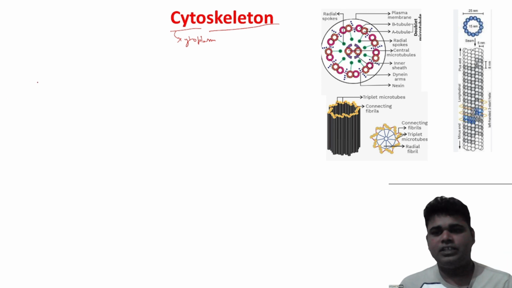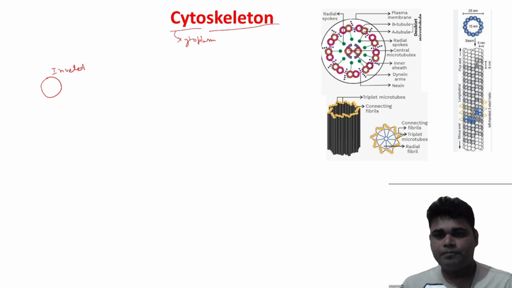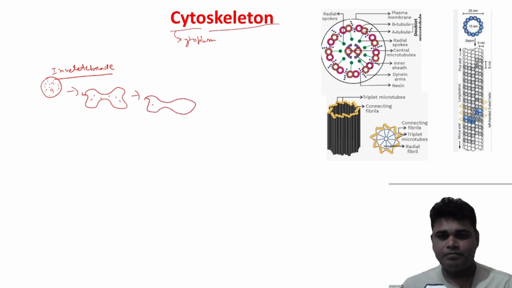So first of all, just imagine an invertebrate animal. In the invertebrate animal, that means it doesn't have any vertebral column. So without a vertebral column, the animal should be just like a balloon filled with water. It should shrink like this or like this because it doesn't have any vertebral column, but it lives like this. So why? Because of the presence of the cytoskeleton.